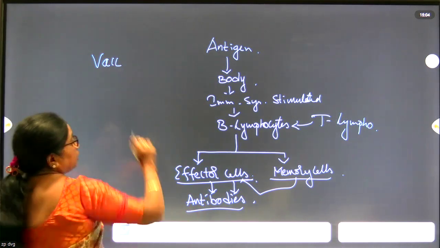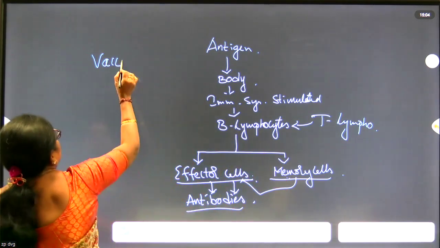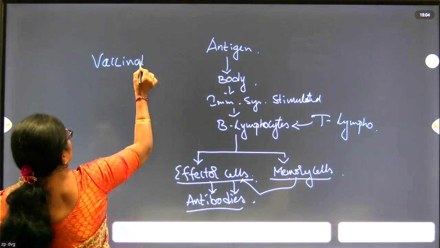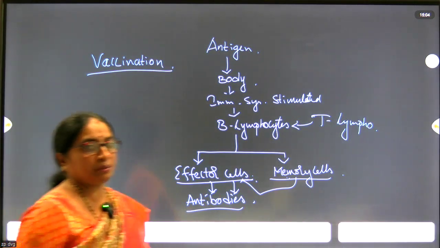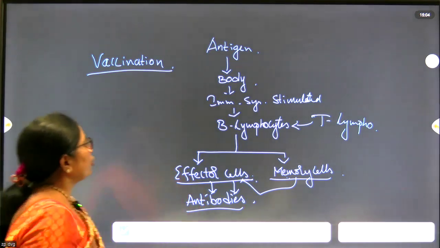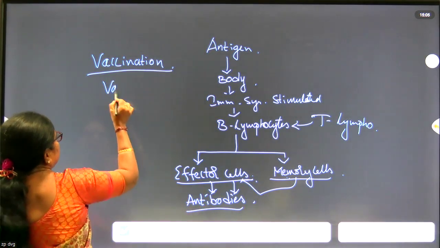So this principle of memory cells is the base for vaccination or immunization. So vaccination, what do you understand by the word vaccine?